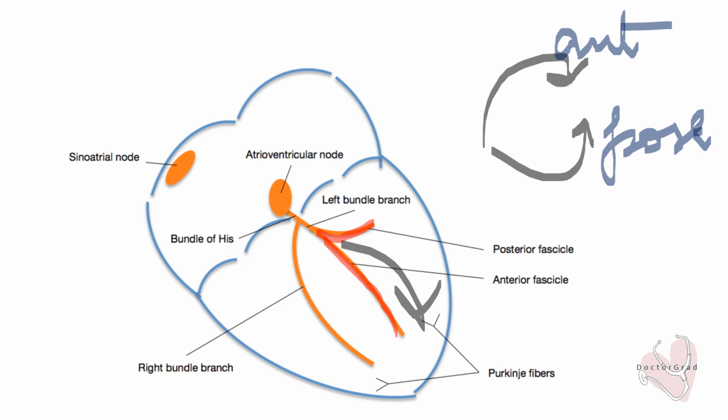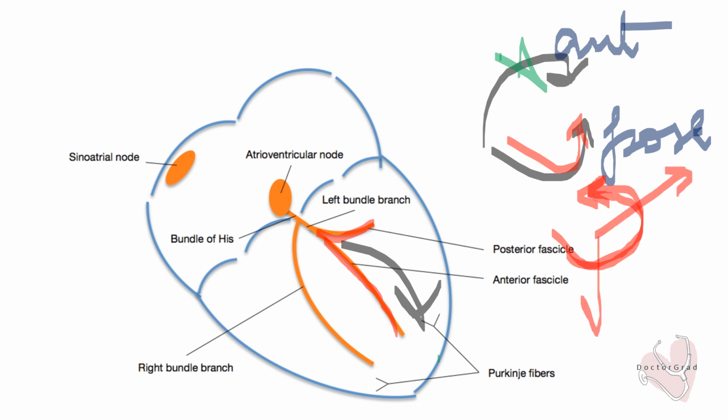So I'll discuss here first what happens in anterior fascicular block. In anterior fascicular block, if this has been blocked, it has to conduct through the posterior fascicle. So when it is conducting through the posterior fascicle, the cardiac axis will get shifted to the left, right? Because usually it is from -30 to 90. But if this is getting conducted through the posterior, then it is going beyond -30. That is left axis deviation. That is what happens in anterior fascicular block.